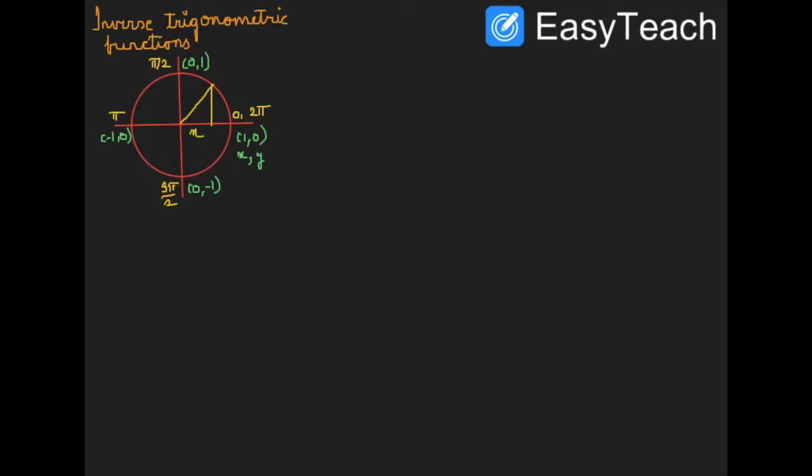So if this is x and this is y and this is the radius r, then any point is plotted like x and y, and this is an angle theta. Looking into this circle, I can see here that cos theta is equal to base by hypotenuse and sin theta is equal to perpendicular by hypotenuse. So what will this imply? This is going to give me x is equal to r cos theta and y is equal to r sin theta.